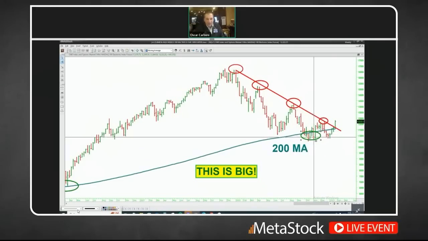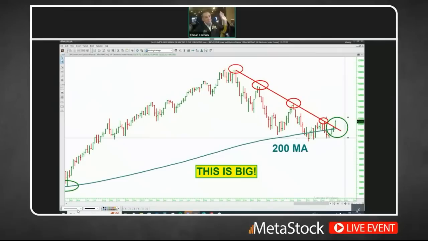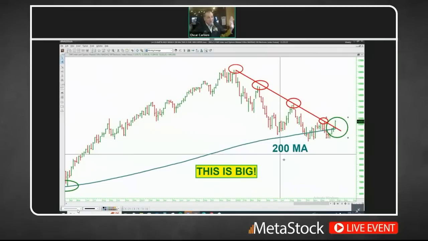5, 10, 15, 20, 25, 30, 35, 40, 45, 50 days below the average, if not more. Started to get scary. But look, we're saved. Above the average, above the resistance.